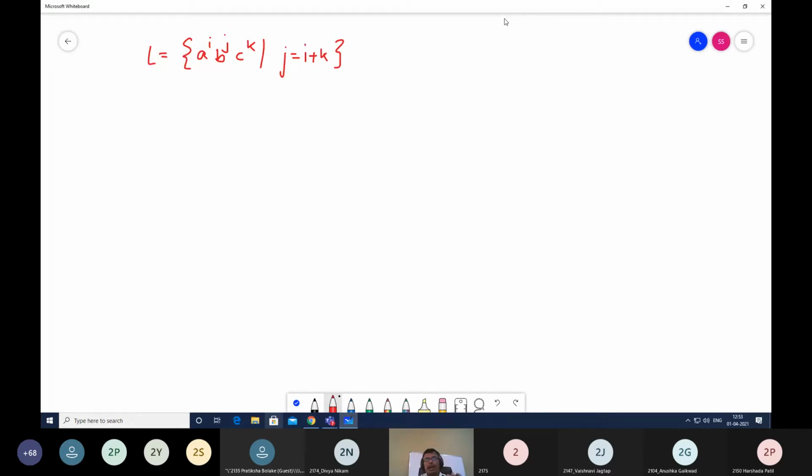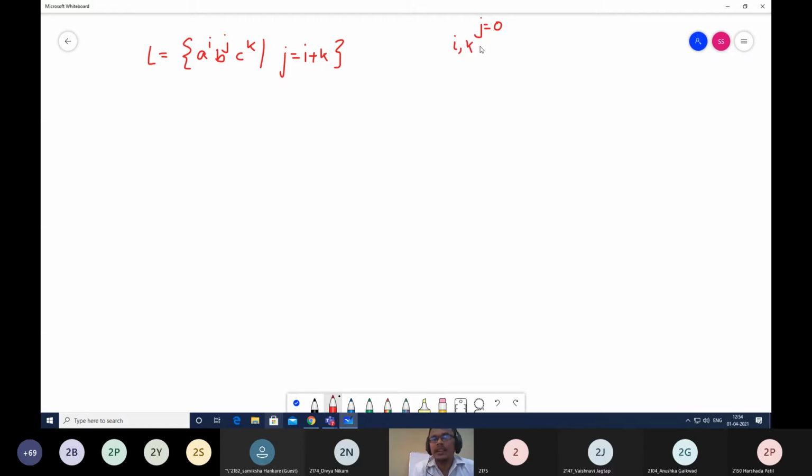Now it is not told what the minimum value for i, j and k can be. So they can be 0 also, right? So let us take all the possible values for j and then also work out the probable values for i and k. Now suppose the value of j is 0. What can be the values of i and k in that case?